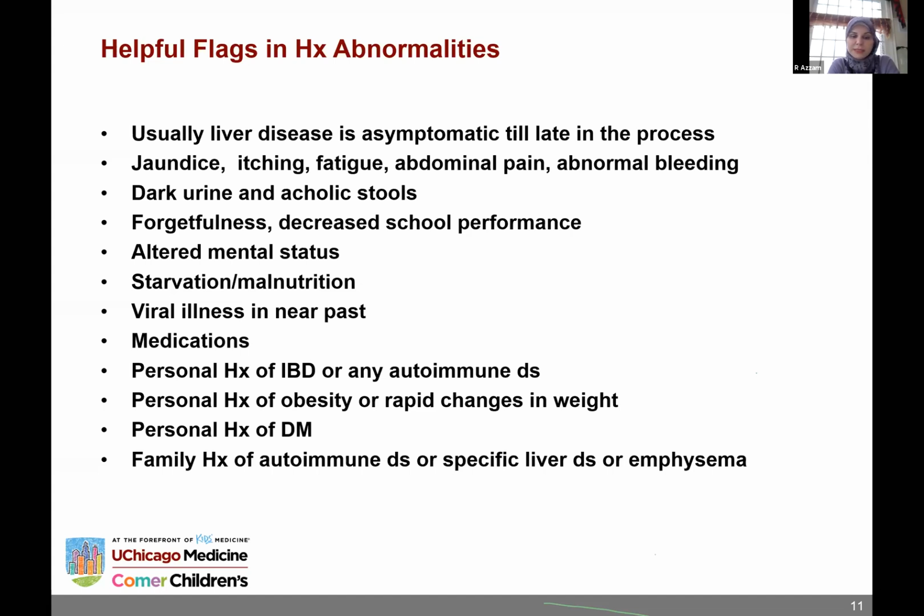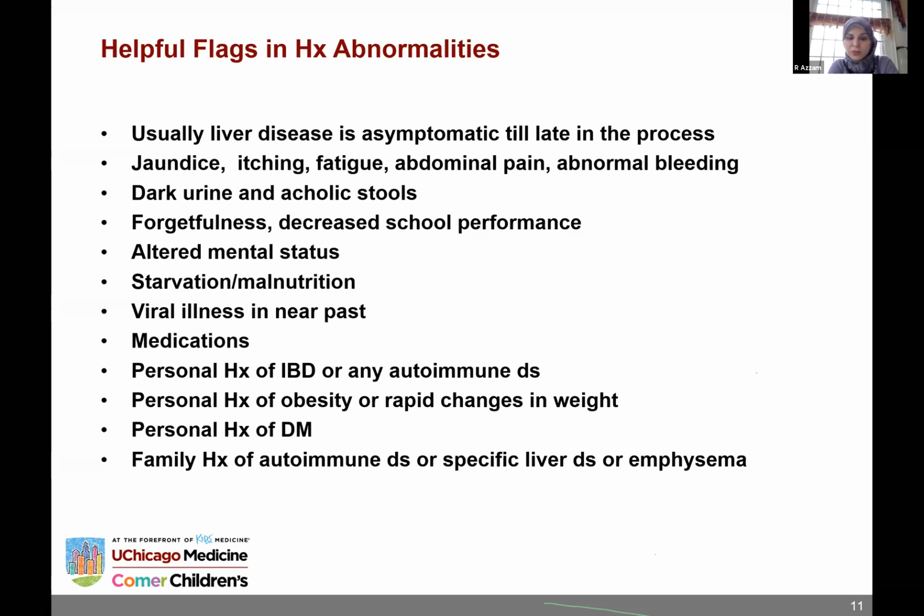Personal history of obesity, of course, will make you think of non-alcoholic fatty liver disease, or even rapid changes in weight, like a very significant increase or very significant decrease. History of diabetes will also make you think about fatty liver or glycogenic liver causing the abnormal liver panel.